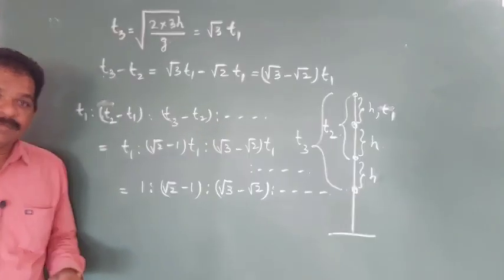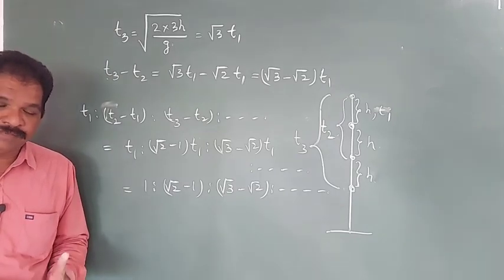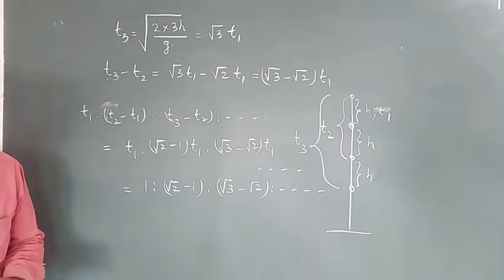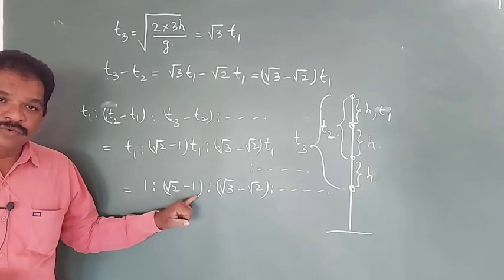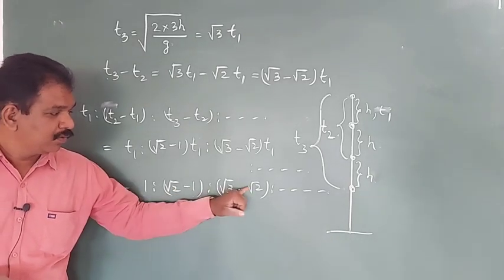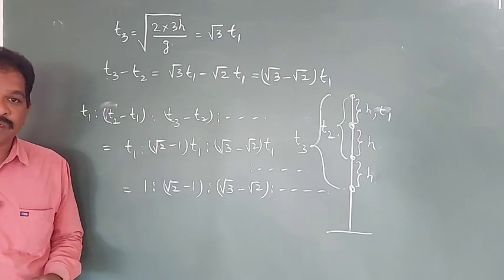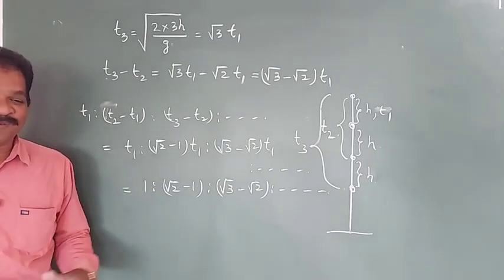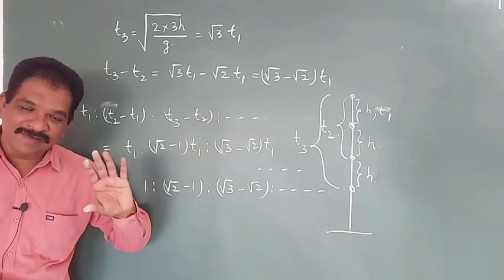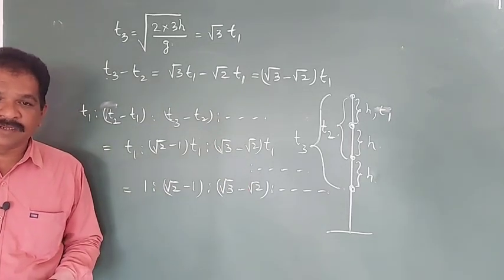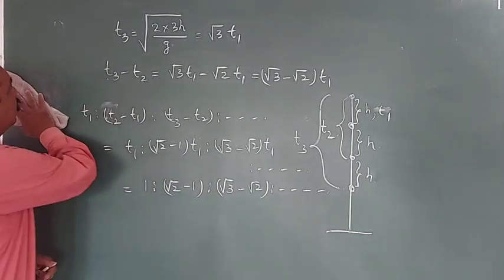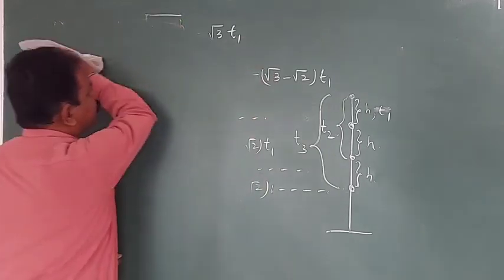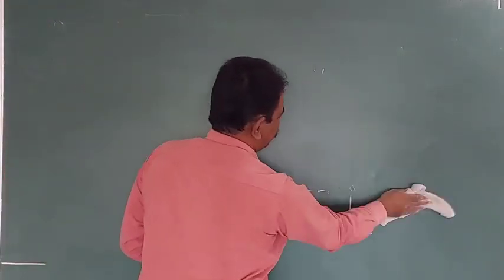At least remember that line: the ratio of times to cover equal displacements by a freely falling body is 1 is to root 2 minus 1 is to root 3 minus root 2 is to, and so on. If you remember the procedure also, that will be very, very good. At least the direct sentence will be there in the examination. Remember those lines. Okay? Next. This is the fourth one. Next, fifth.